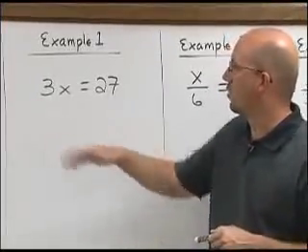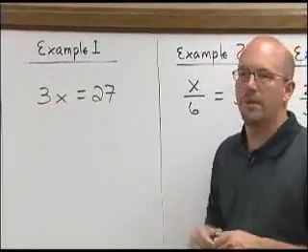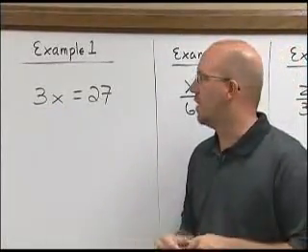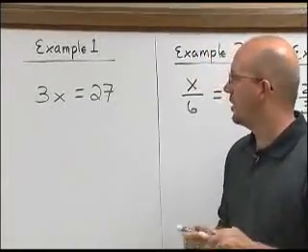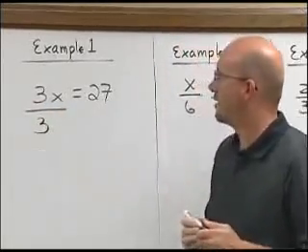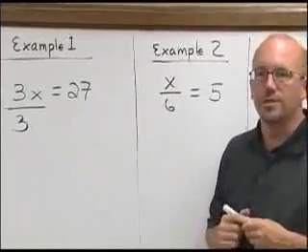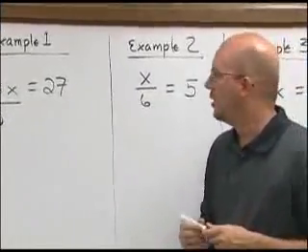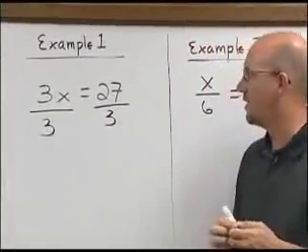Again, our first rule, undo what has been done. Our variable x has been multiplied by 3. And in order to solve this, undo the multiplication, we're going to divide by 3. So I will take my left side and divide it by 3. Remembering our rule number 2, which is to do the same thing to both sides, we need to also divide by 3 on the other side.